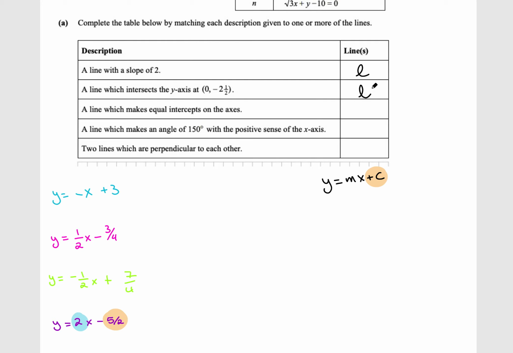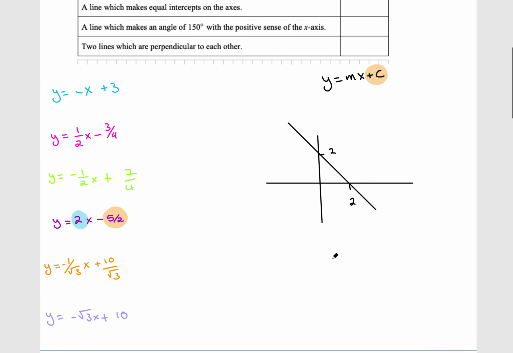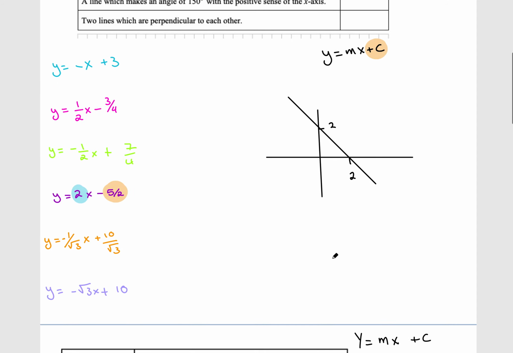Now, the next one, a line which makes equal intercepts on the axes. What that means is that if we have a line and it cuts the y-axis at 2, it's also going to cut the x-axis at 2. So we'd have a line like this that goes through both, so it cuts them at equal intercepts. We're looking to see where we would have a value of x or y where they're both equal to the same thing.